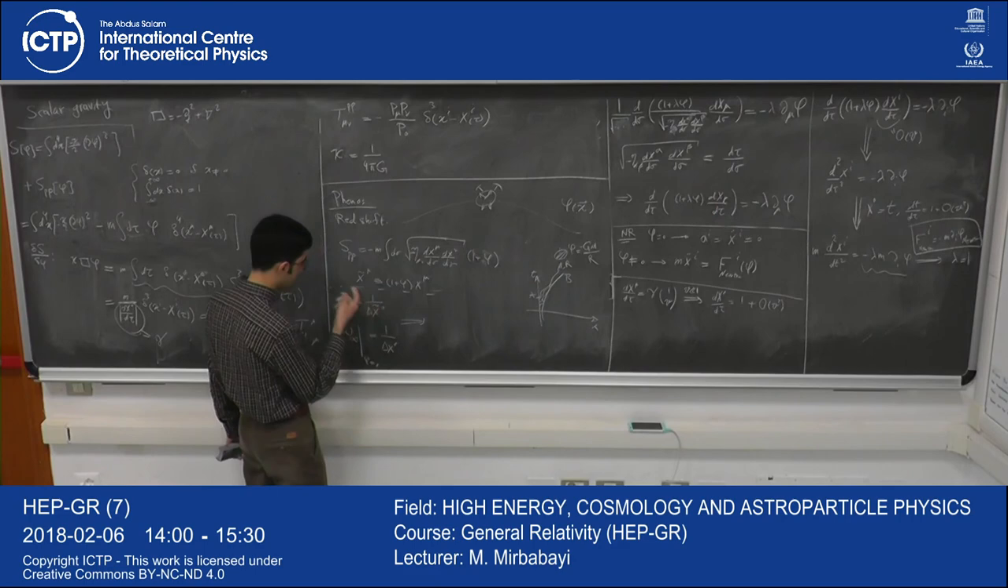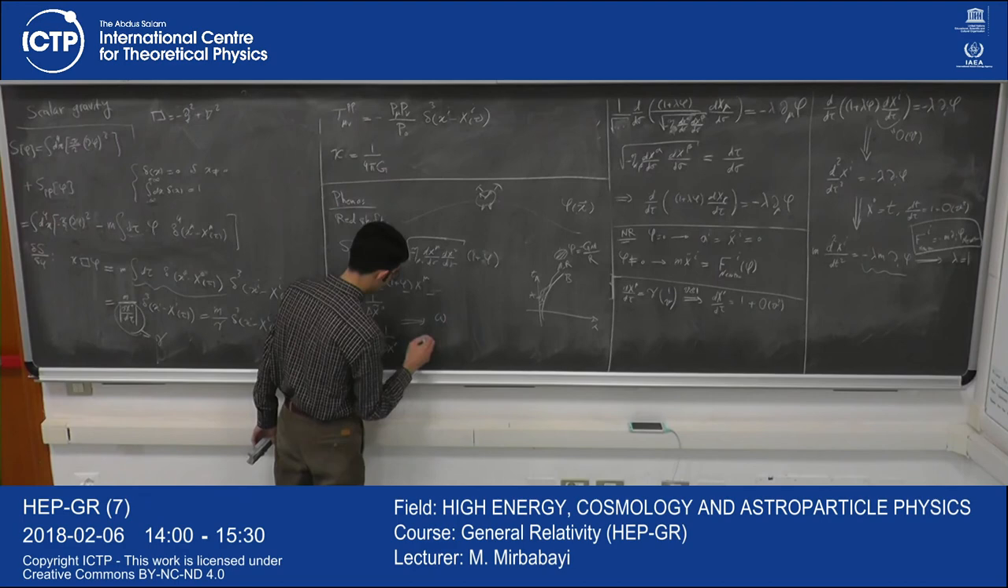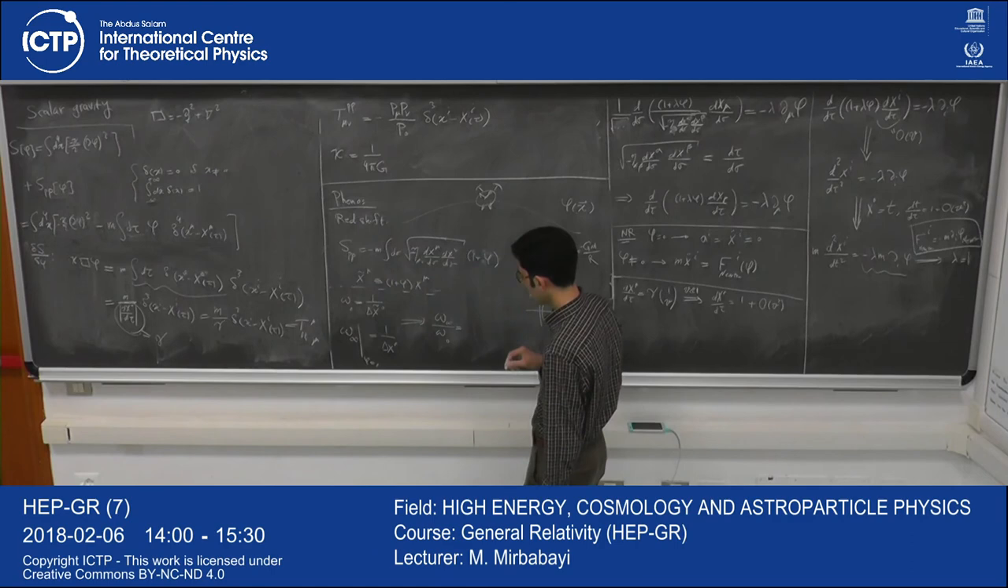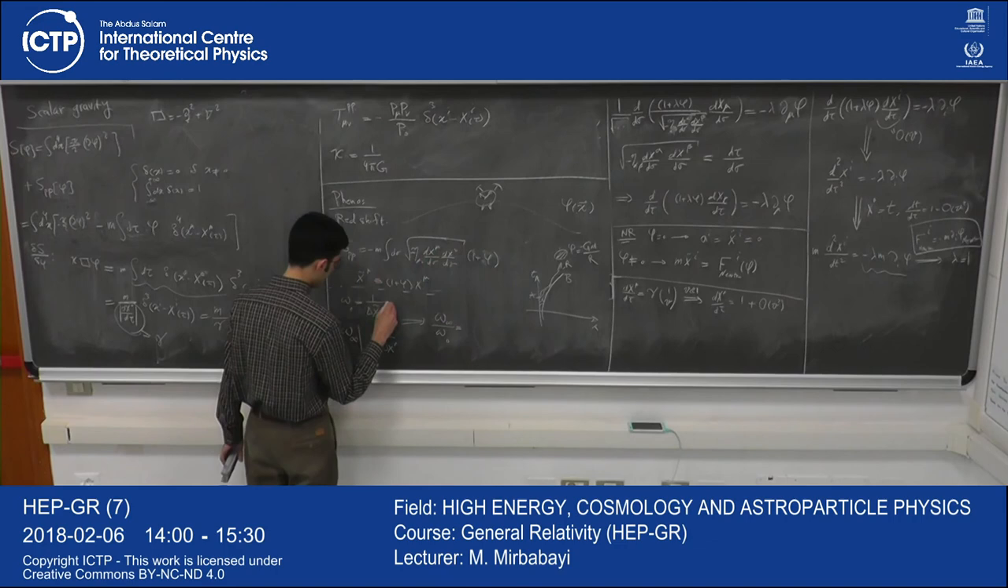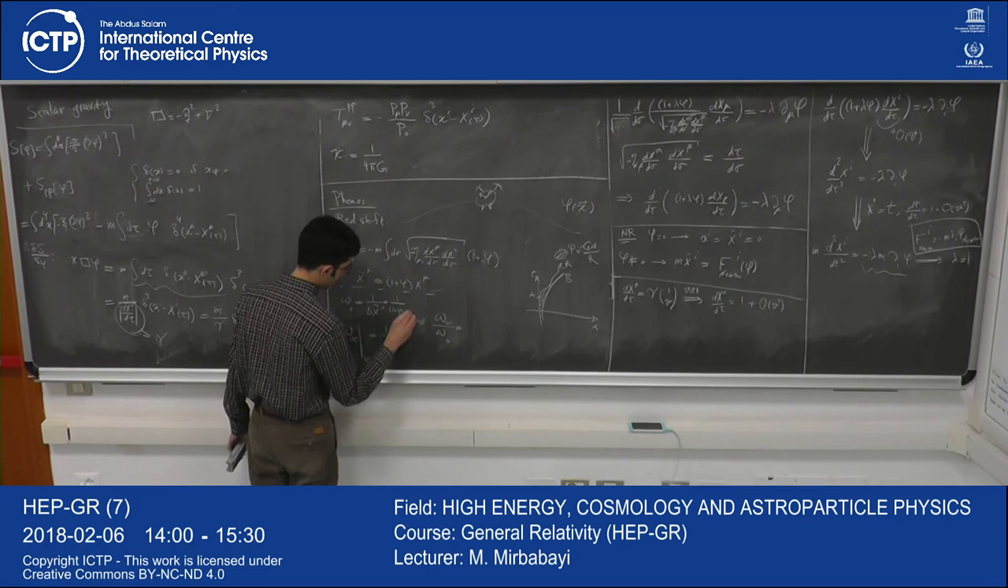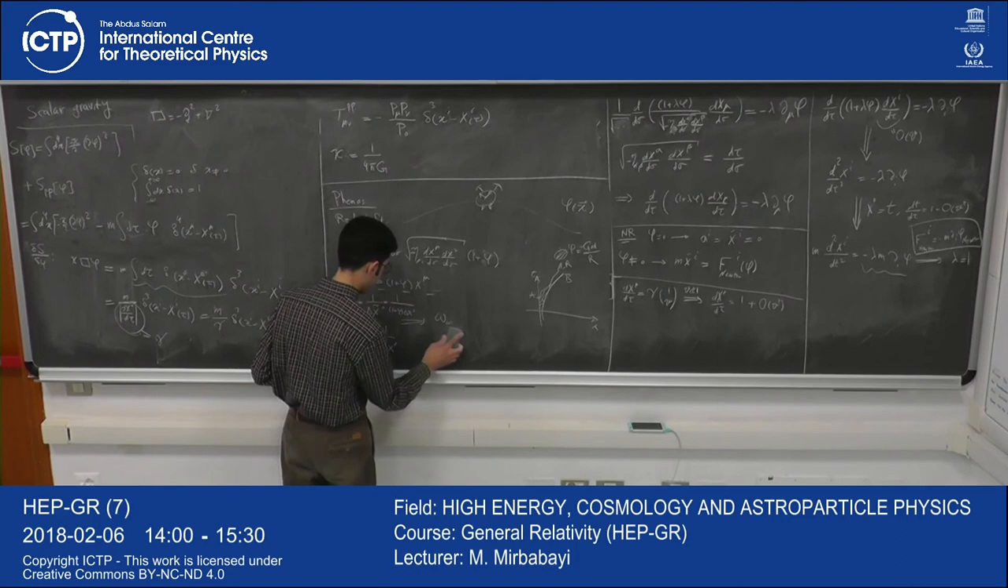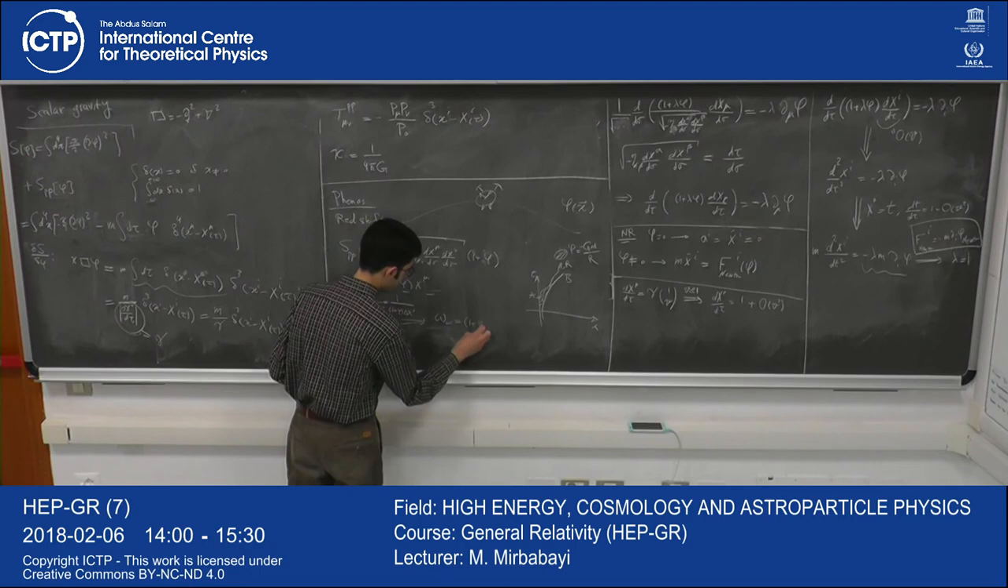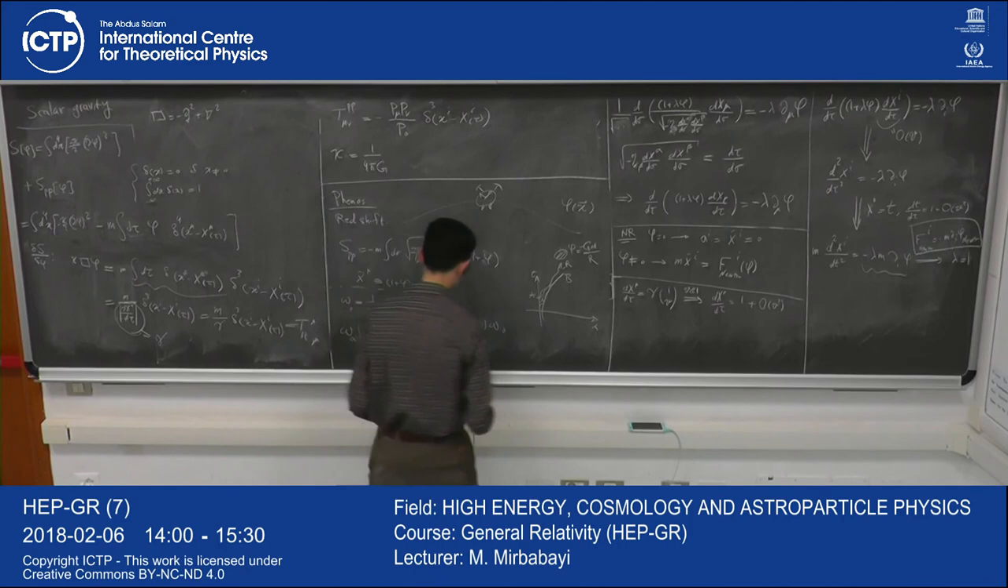So if I use that, what do I get? I get omega infinity divided by omega zero is equal to, so this can be written as 1 over 1 plus phi times delta x zero. So omega infinity is equal to 1 plus phi times omega zero.